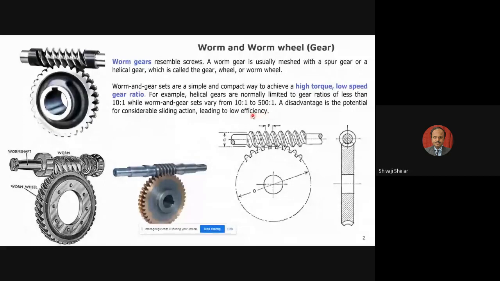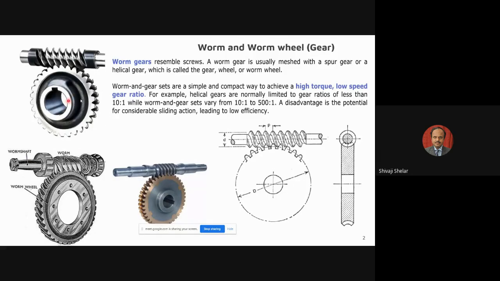It is not 20% or 30%. It is greater than 60%. But it is less than your spur drive as well as your helical drive. The helical drive has the maximum efficiency and smooth operation. So that is why in most automobile applications you will find more helical gears used, and other types of gears are used only when there is a specific application.